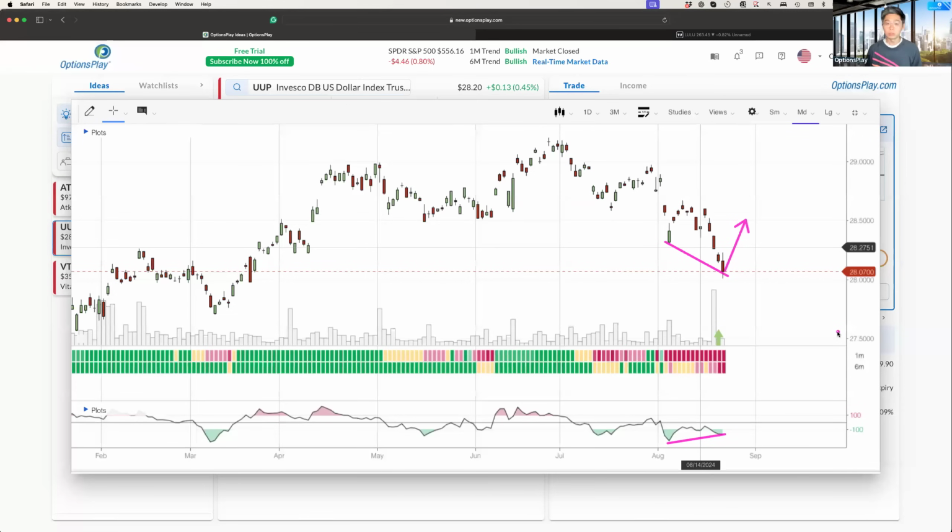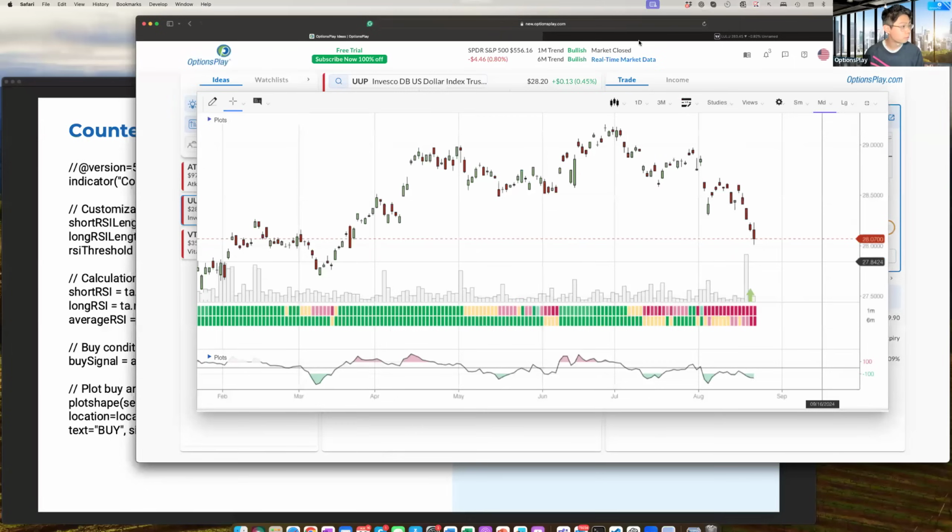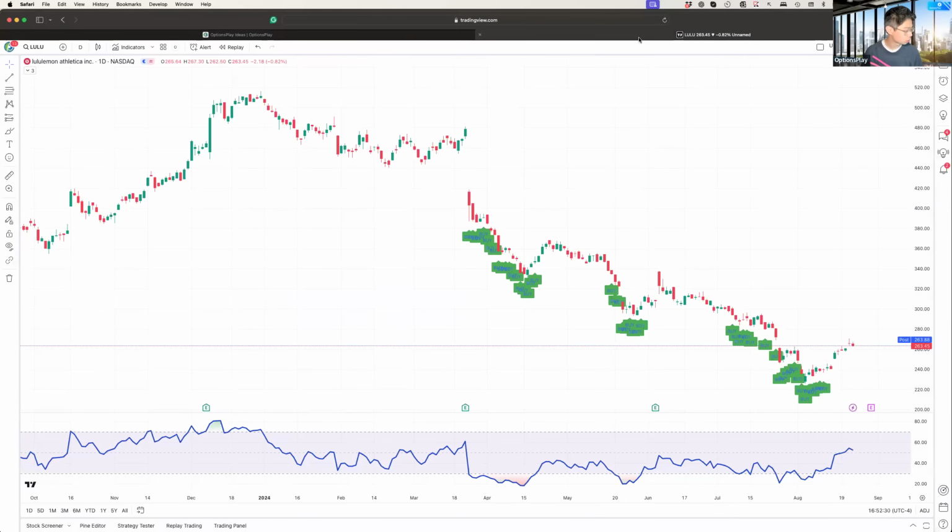So these are some of the things that we have built into our OptionsPlay platform, and we only were able to do this because we're able to visually see this, right? If you just simply took every single counter trend buy signal, you'd have a very terrible strategy because you would have had all these false buy signals. But only when we were able to look at it visually, we were able to say, hey, a lot of these don't make sense.